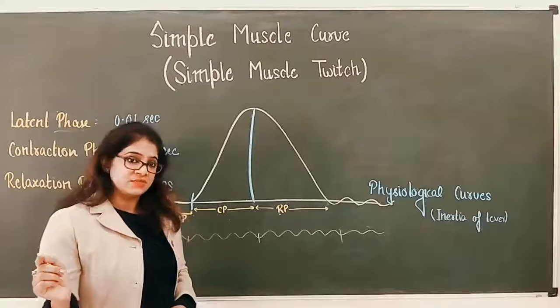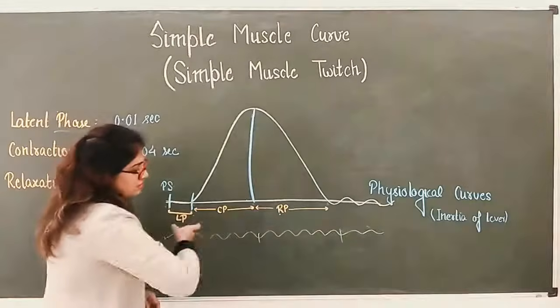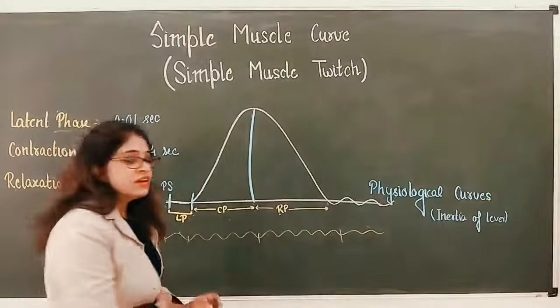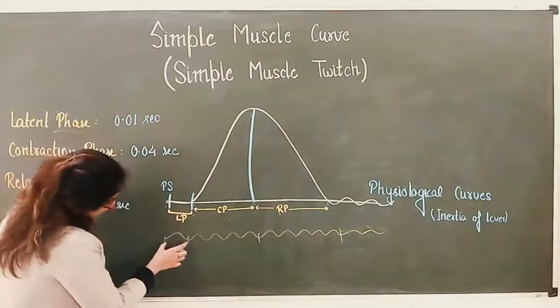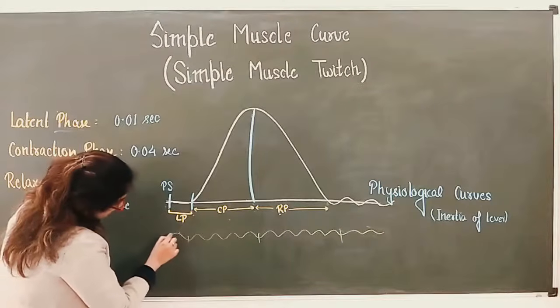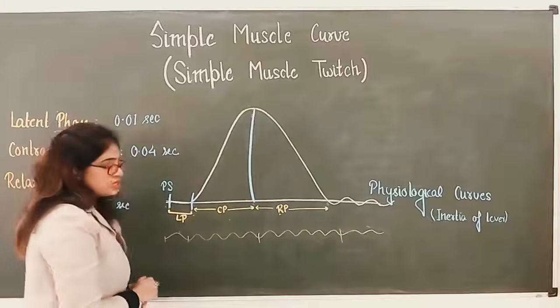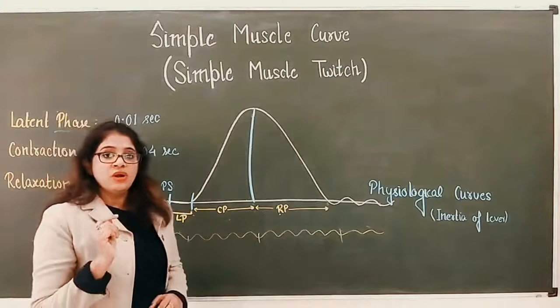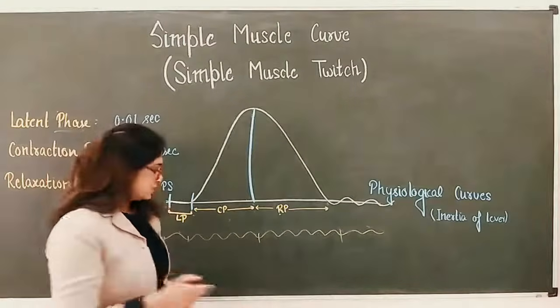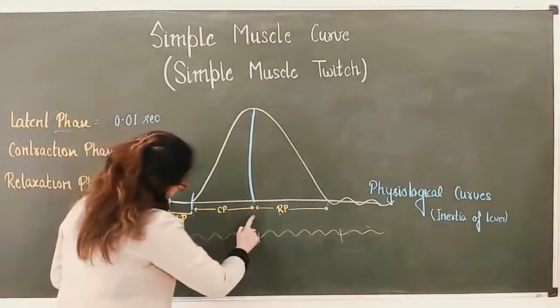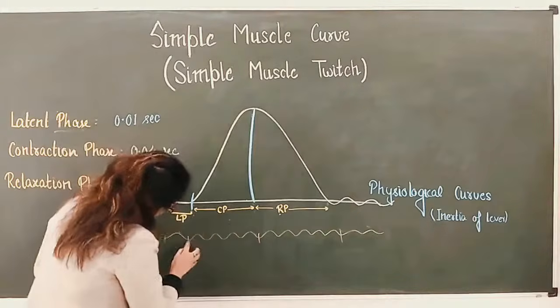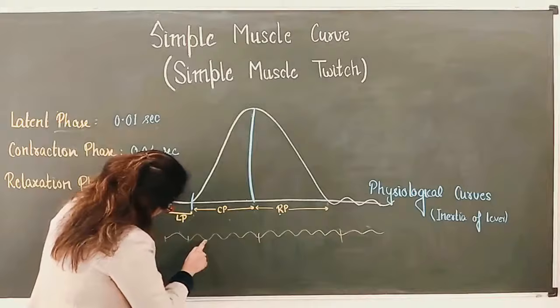That is 0.01 seconds. So that is how we can measure the duration of different phases. For the latent phase we can count this: one complete curve is complete, so the duration of the latent phase is 0.01 seconds. If the duration of the contraction phase is to be calculated, then look at this: how many curves are complete?